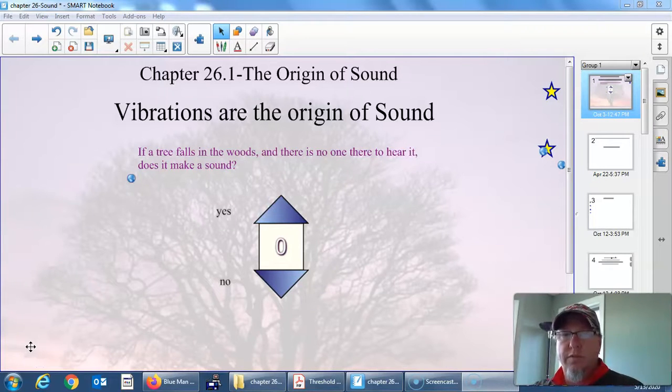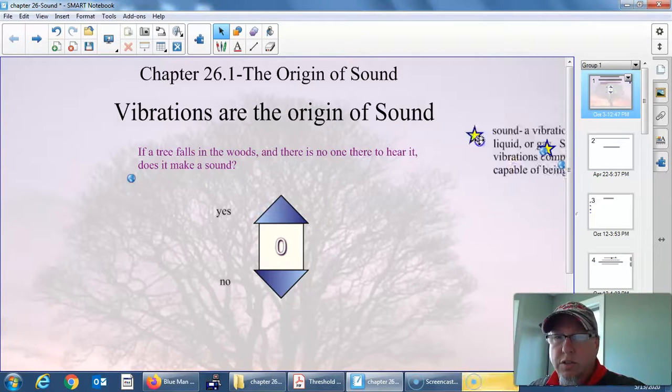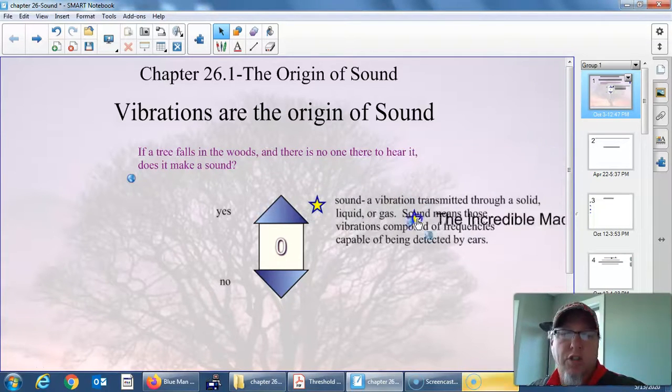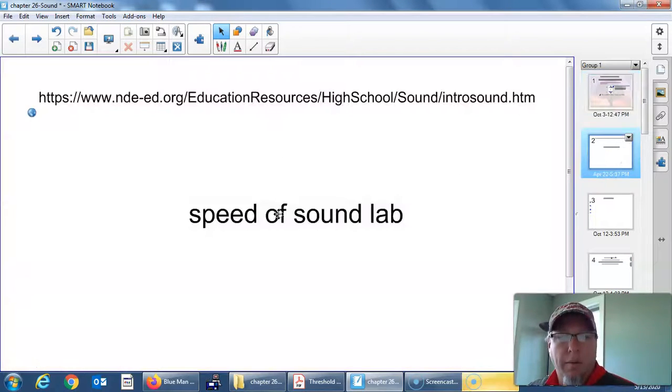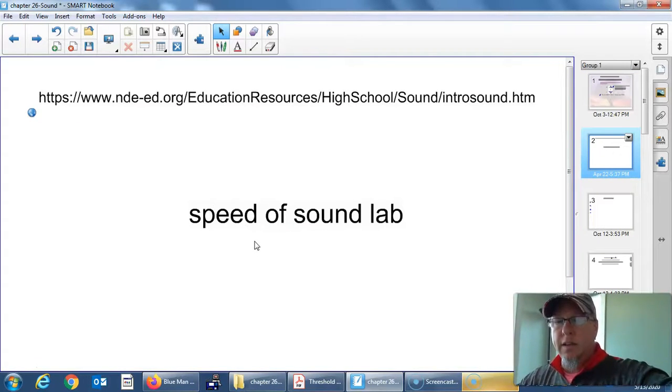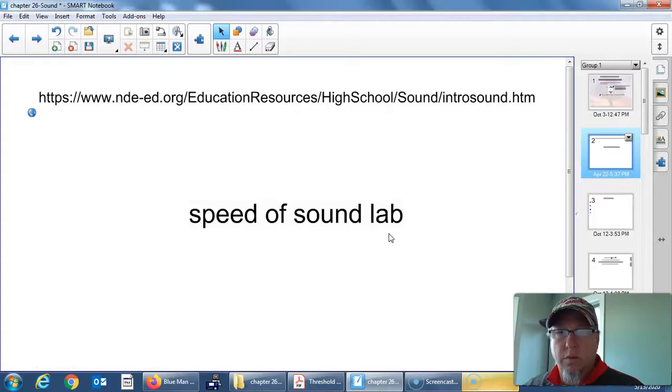Hello, students of physics. We're looking at sound still. And what I want to do, we've already looked at this page. This is the page where we talked about how a vibration causes a sound, and we looked at the human vocal cords. You did this as the indoor activity just the other day, where you were looking at all kinds of things related to sound on that document.